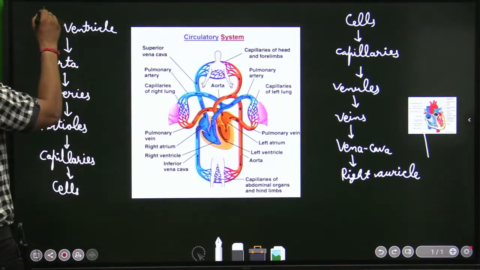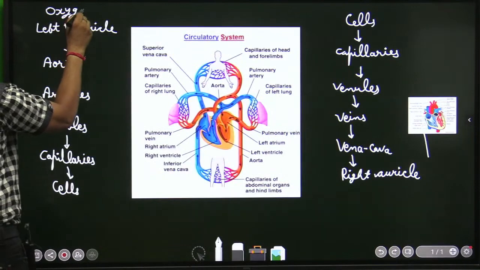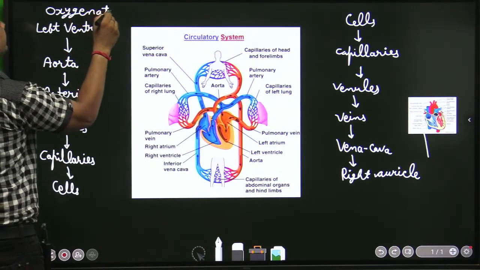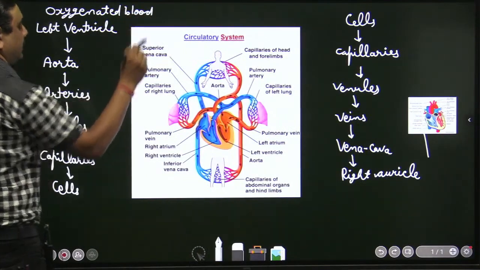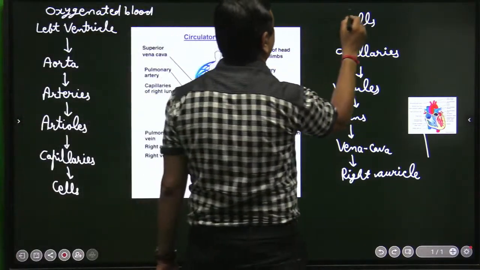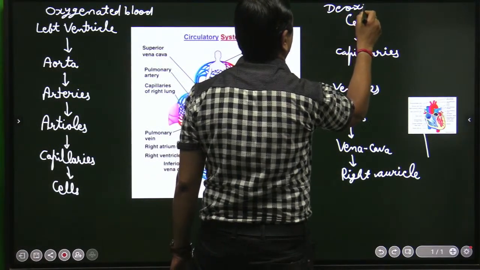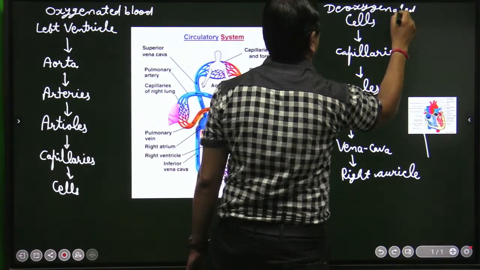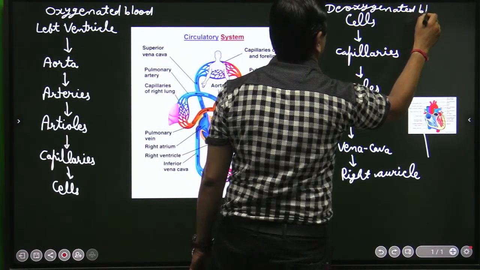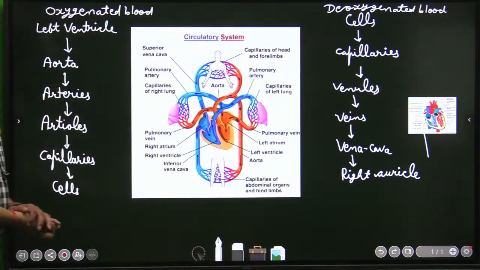Here I have written, this is the path of oxygenated blood, and this is the path of deoxygenated blood. Okay, oxygenated and deoxygenated.